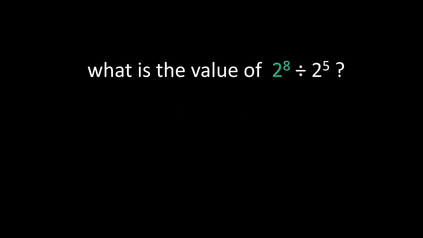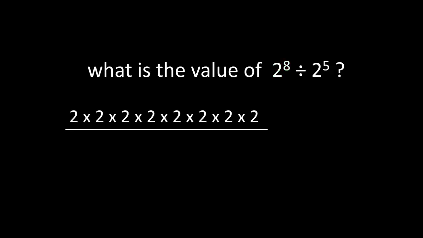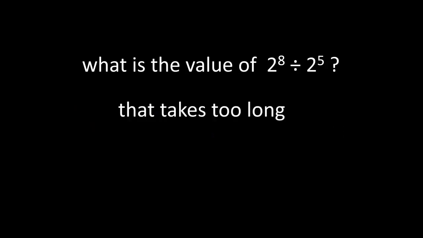What about this way? Let's write out 2 to the power 8. There it is. 2 written down 8 times with the multipliers in between. 2 to the power 5. And we can cross off numbers that are on the top and the bottom. We got a 2 there. We got another 2 in there. Another pair of them to cross off. And one last one. So we're left with 2 times 2 times 2, which in index form is 2 to the power 3. But all that takes a bit long, doesn't it?